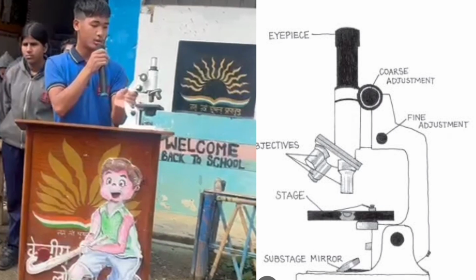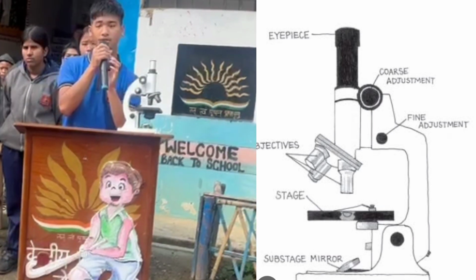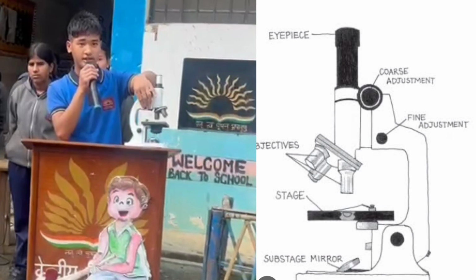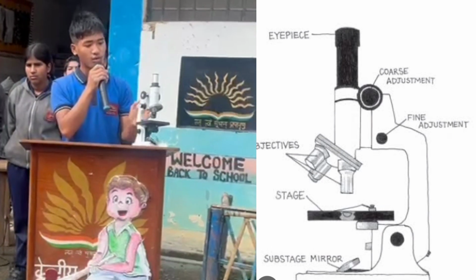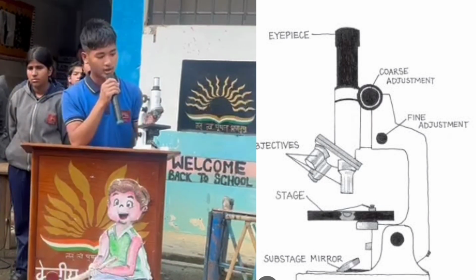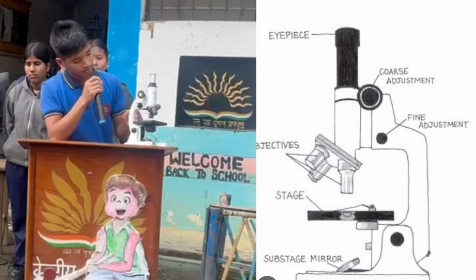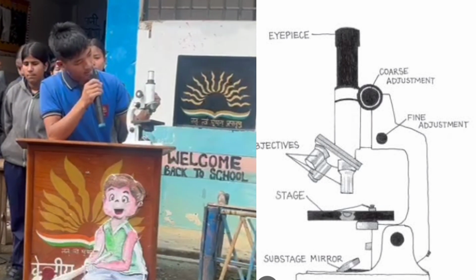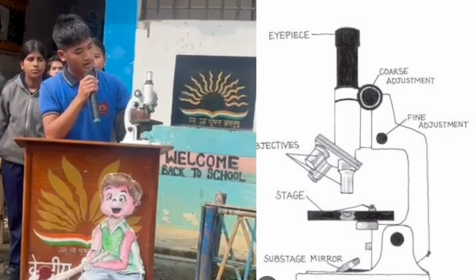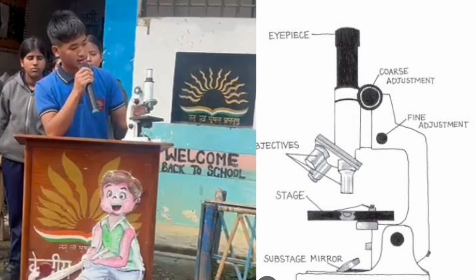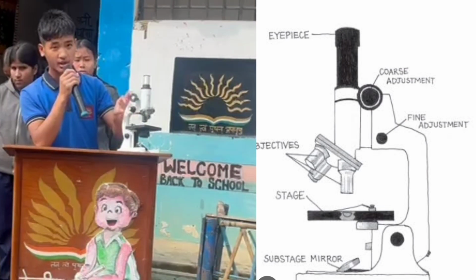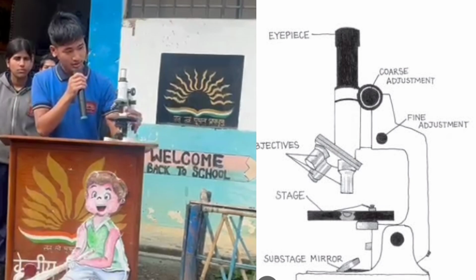Then after that we have two adjustment knobs. First, the coarse adjustment knob, and second, the fine adjustment knob. The function of the coarse adjustment knob is to get the slide in focus when we are at lower magnification, like this. Like this we can rotate it and get the slide in focus. Then after that, when the slide is in focus, we use the fine adjustment knob to sharpen the focus, especially at higher magnification.